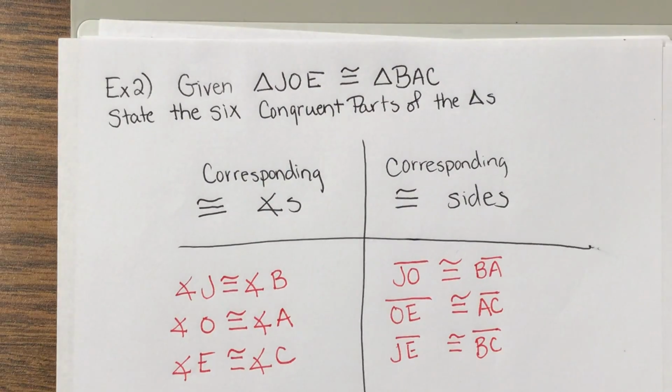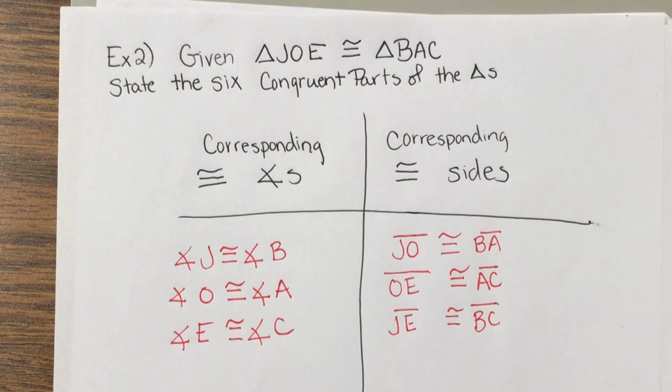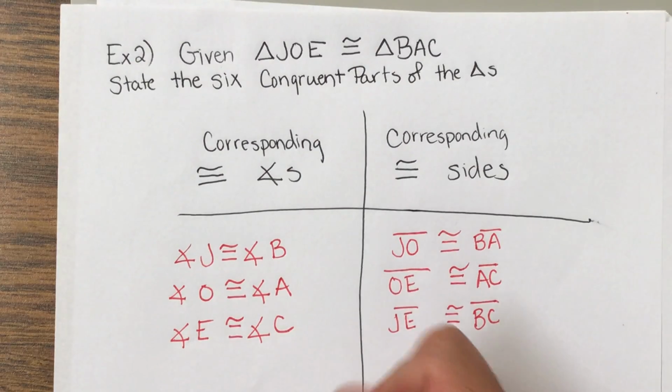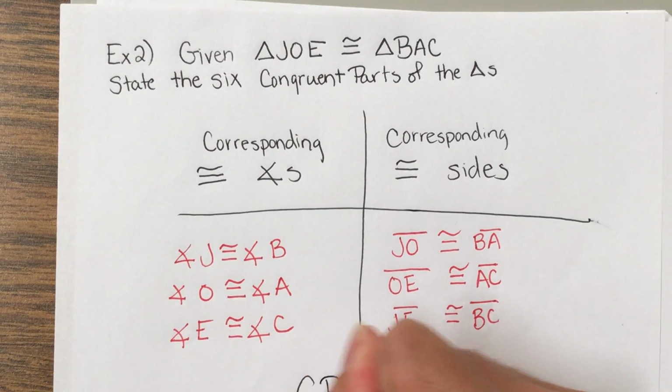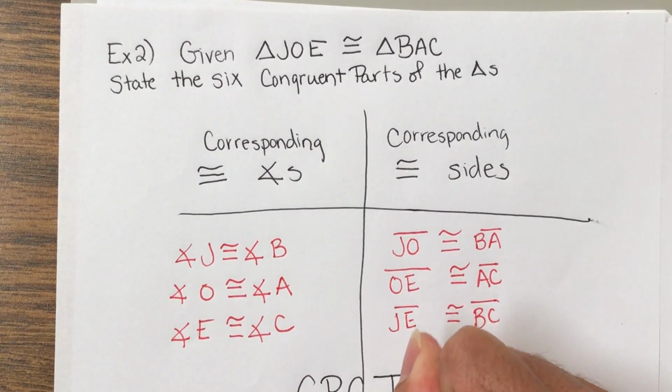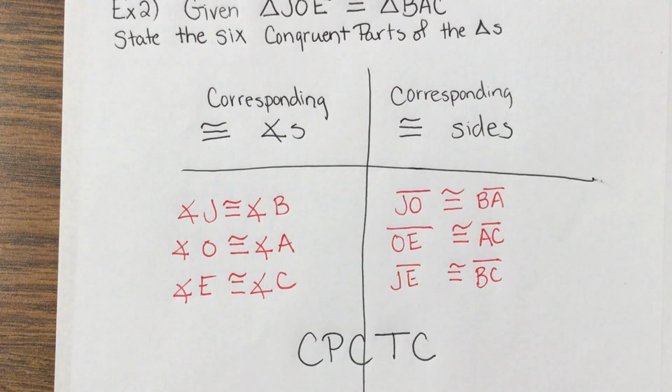So I was able to name these six corresponding parts using CPCTC. Corresponding parts of congruent triangles are congruent.